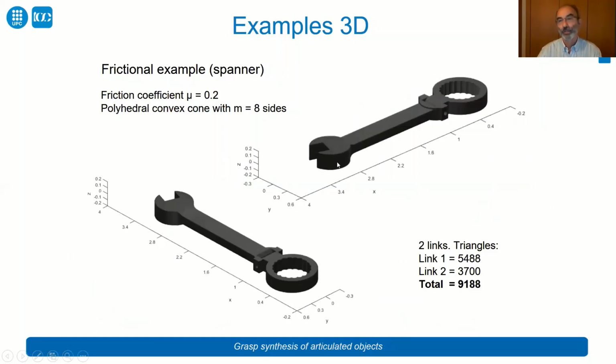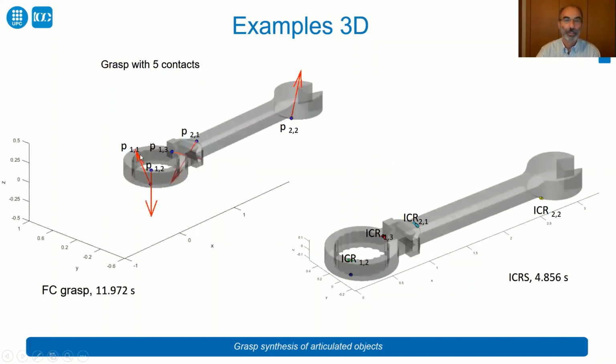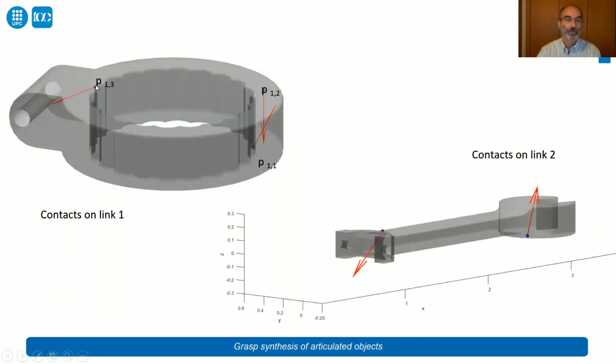Let's go now to a more defined object. This is a 2-link object with more than 9,000 triangles. It's a spanner. This is the friction coefficient, and we use 8 sides for the polyhedral convex cone to approximate the friction cone. So this is a grasp obtained with 5 contacts, 3 contacts on the first link and 2 contacts on the second link. And these are the corresponding independent contact regions. Here we can see a zoom just to show with more precision where the contact points are located on each of the links.